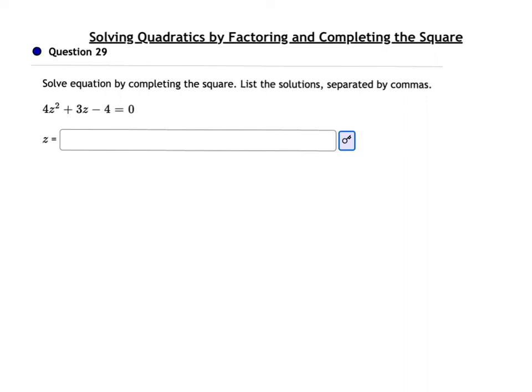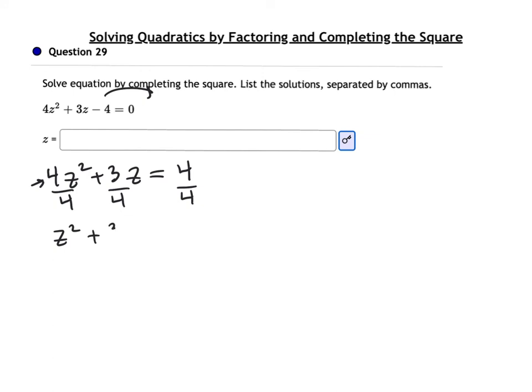The first step is to move the negative 4 to the other side. 4z squared plus 3z equals 4. The next step is to make the coefficient of your squared term 1. We'll divide everything by 4. And we have z squared plus 3/4 z equals 1.